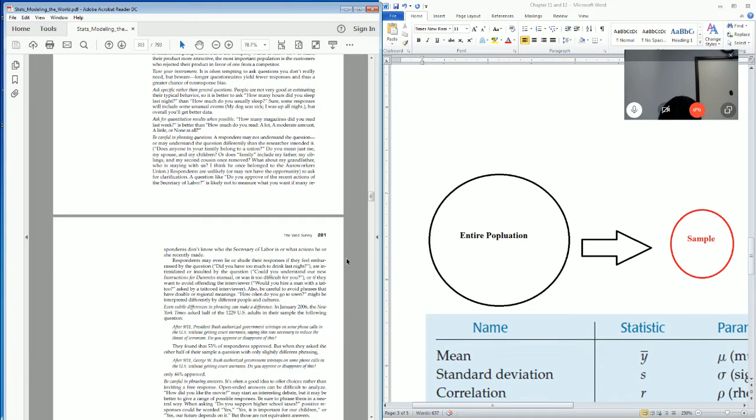So bias occurs in the sample, but in a population, it doesn't. Correct, because it's the entire population. But you will never know what the population is because it's so big. Good? All right.